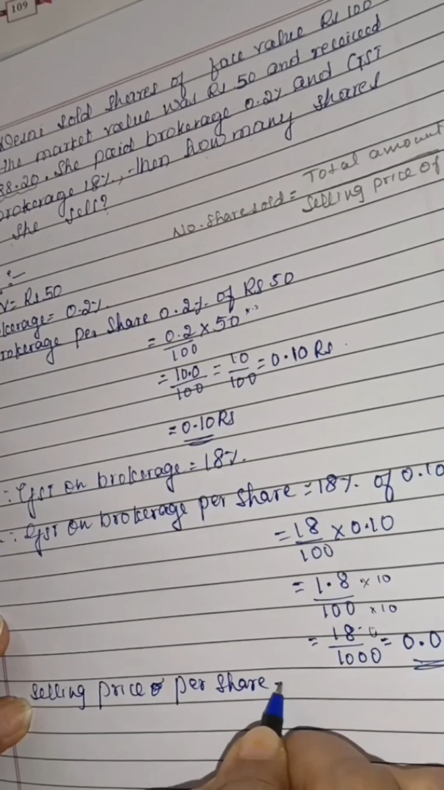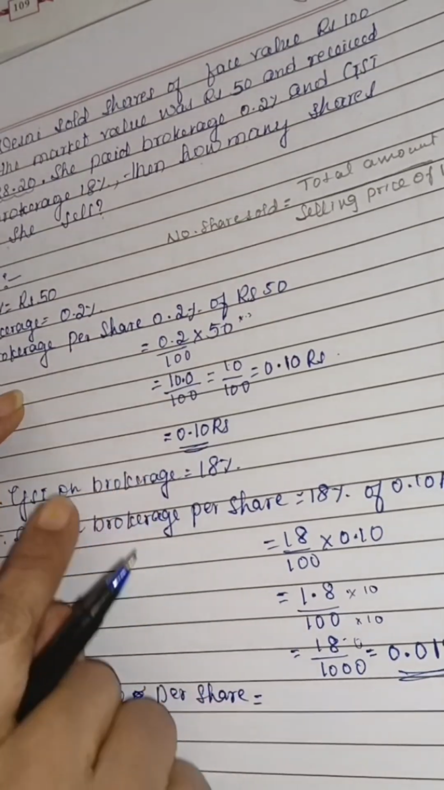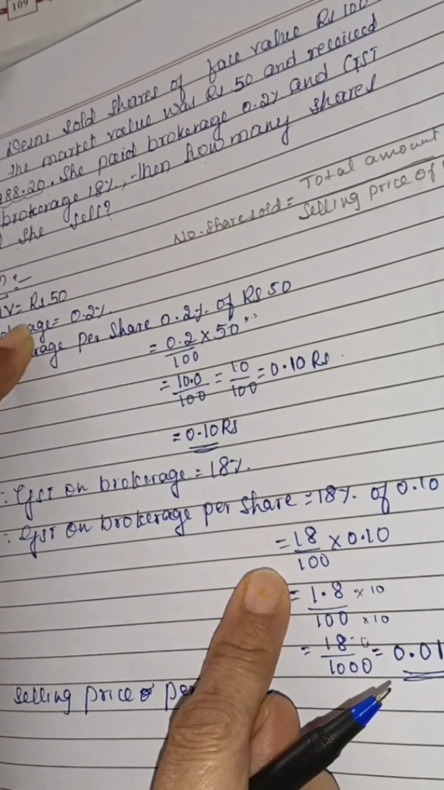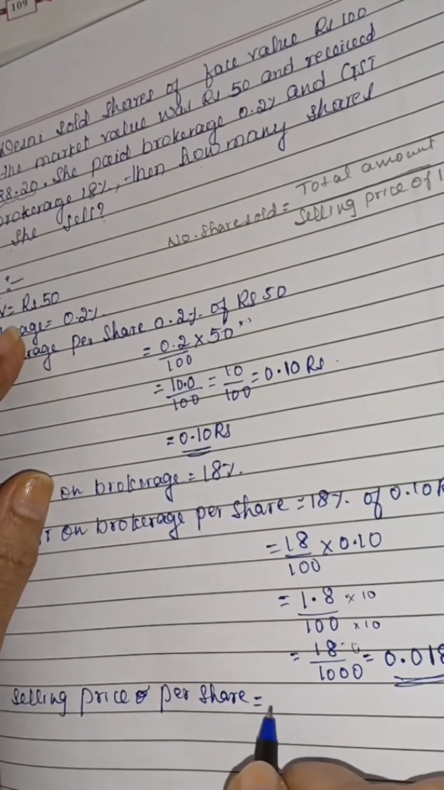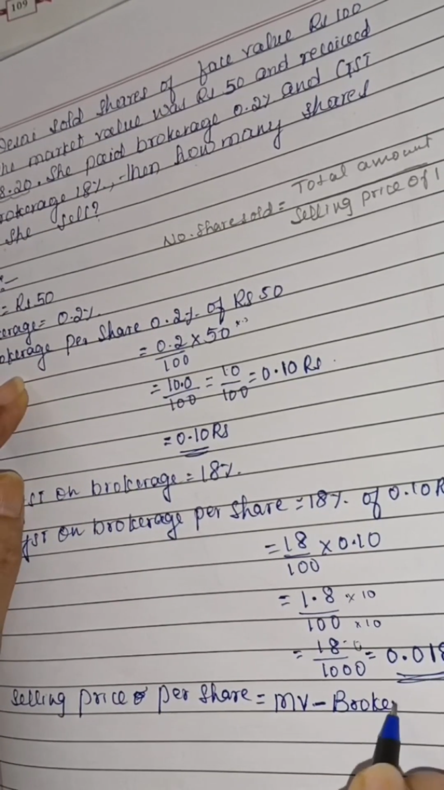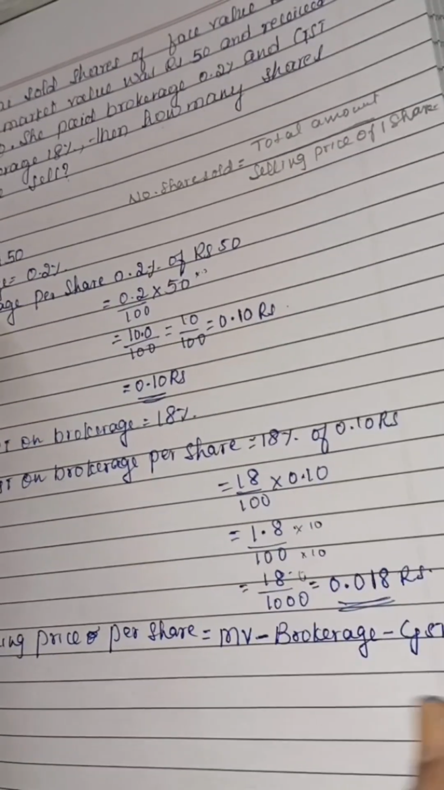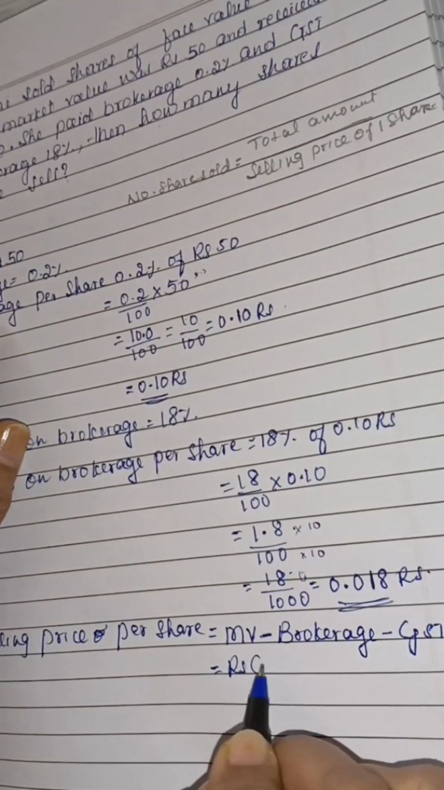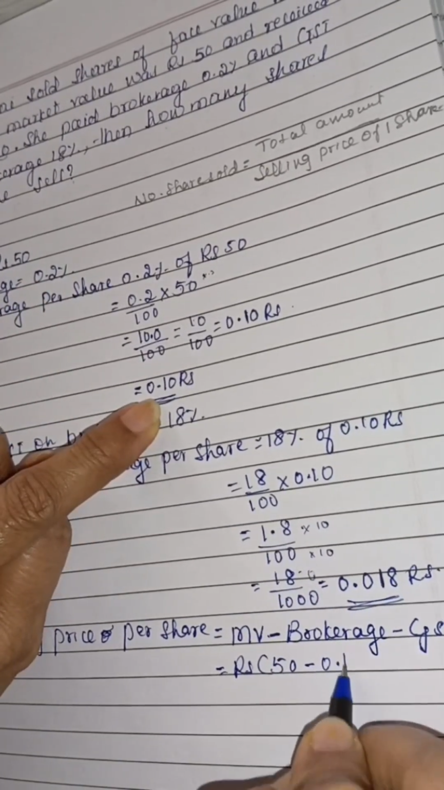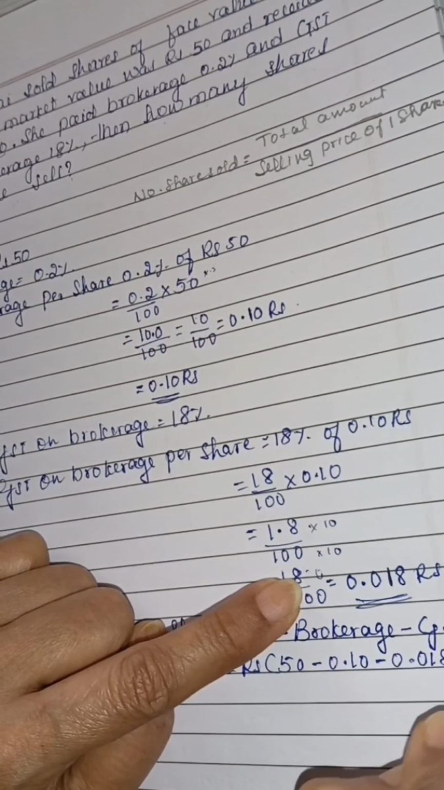How to find the selling price? Selling price per share means market value minus brokerage minus GST. The market value is 50 rupees, minus brokerage of 0.10, minus GST of 0.018.